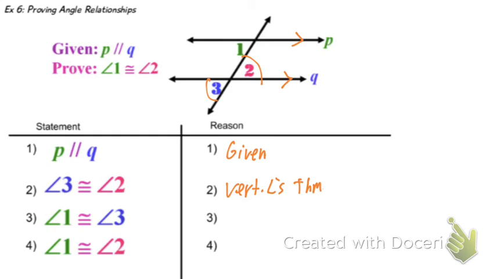Does that make sense? Like, if they're vertical angles, we're not going to use the same side interior angles theorem because they're not same side interior angles. If they're vertical angles, we're going to use that theorem. If they're this angle relationship, we're going to use that angle relationship theorem.